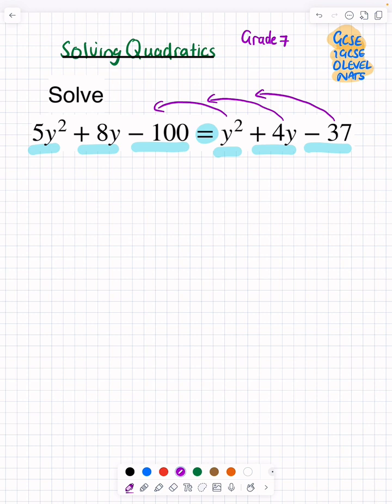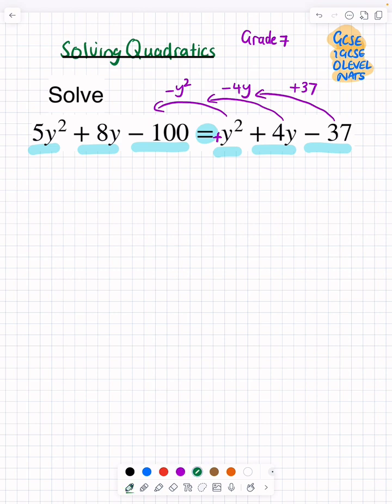Now y squared is added here, so it's a positive y squared. So on the other side, it will be minus y squared. Plus 4y would go to the other side and it will be a minus 4y. And then minus 37 would end up being a positive 37 on the other side. And then we'll have 0 left on this side. So let's do these calculations.